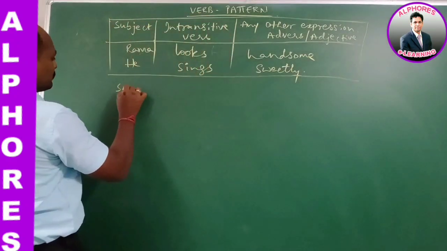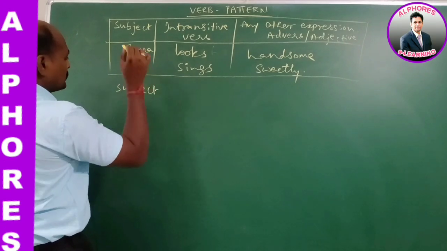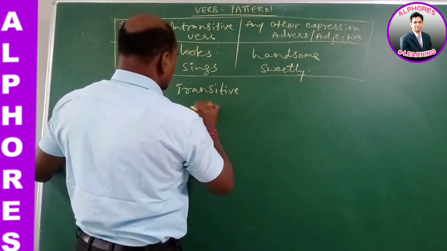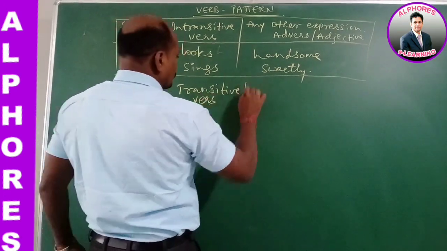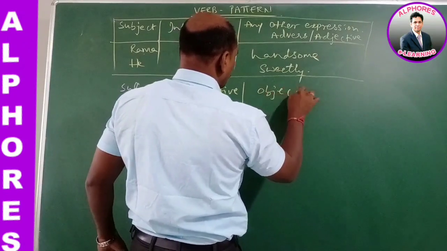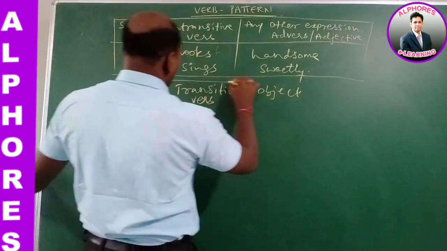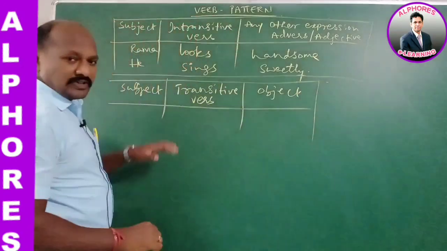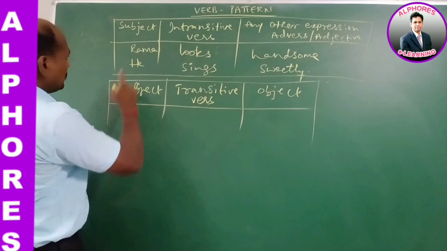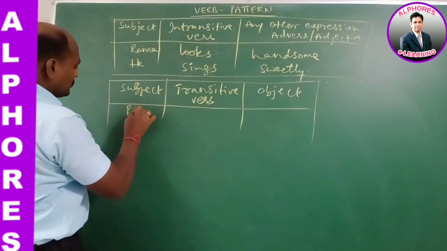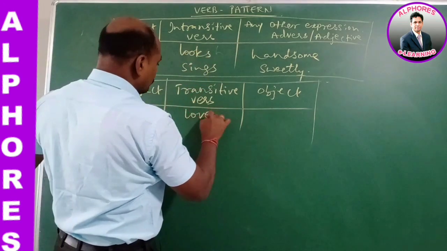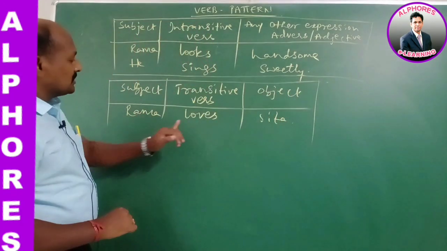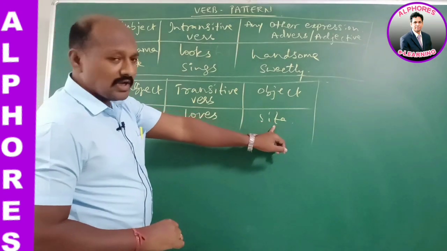The next one is subject, transitive verb, and object. This can be called a perfect sentence construction. Let me take up the same examples. Rama loves Sita. Rama is the subject, loves is the verb, and Sita is the object.